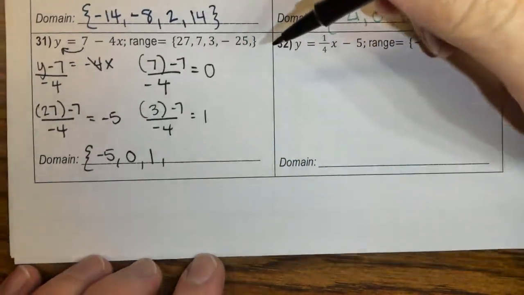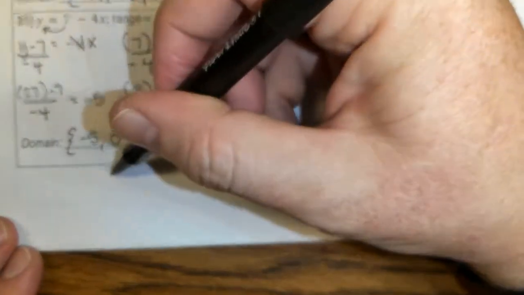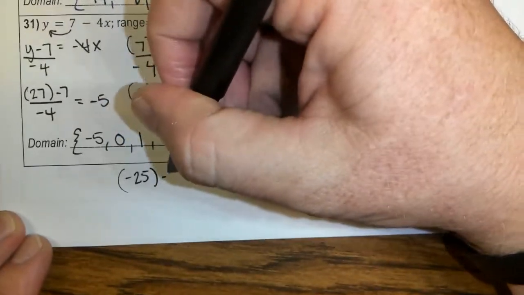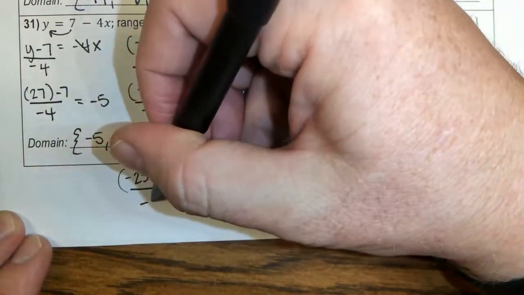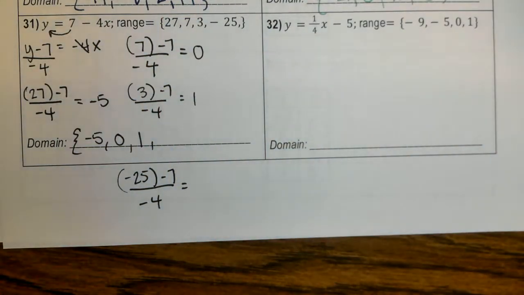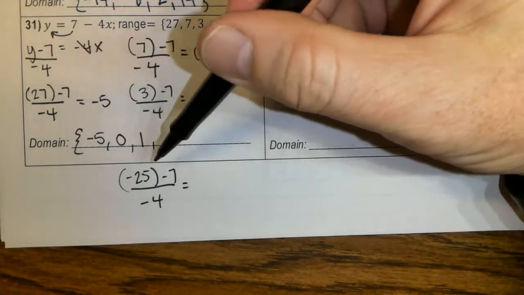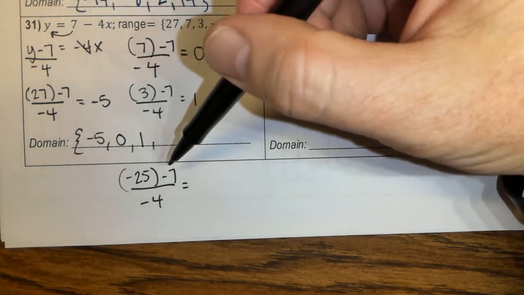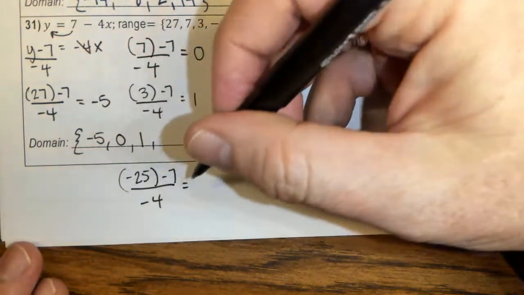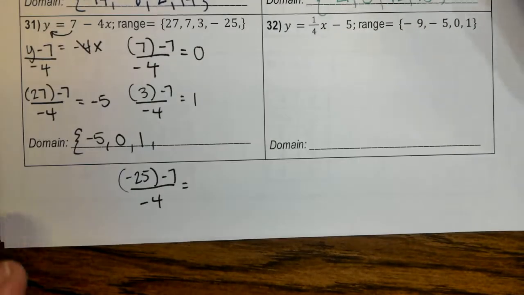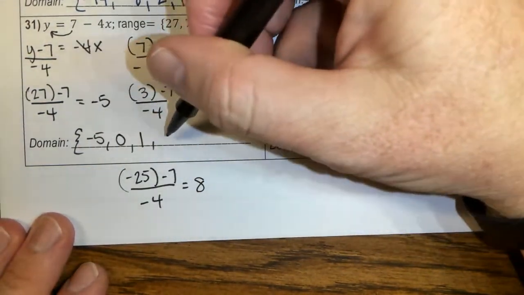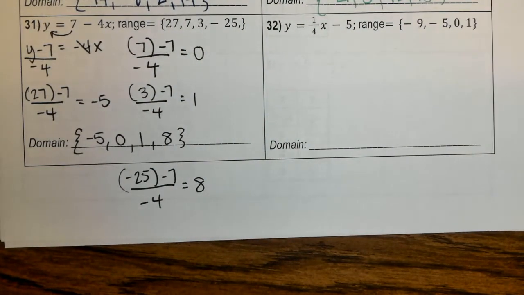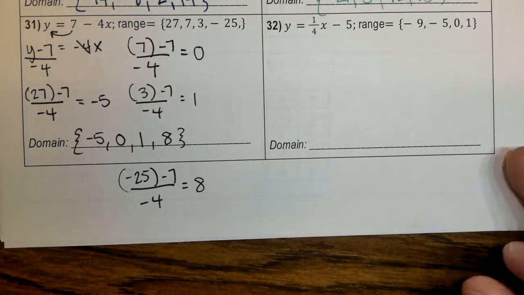And then my last one, I guess I'll do it down here. So instead of y, you get negative 25 minus 7 over negative 4. Okay, so negative 25 minus 7 is negative 32. Negative 32 over negative 4. Both negatives make it positive. And 32 divided by 4 is 8. And we're done. See, that wasn't that bad.